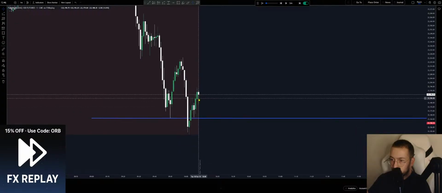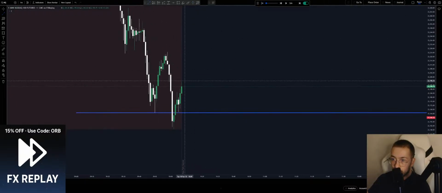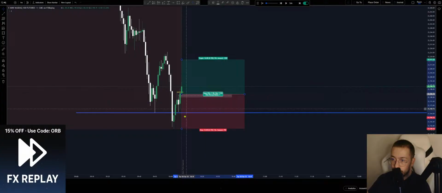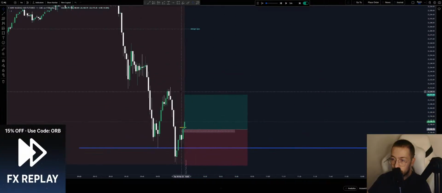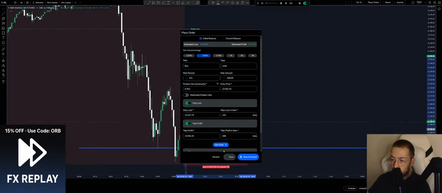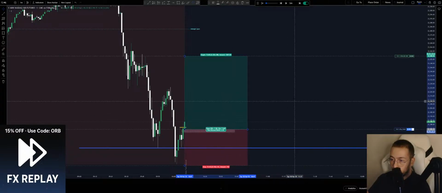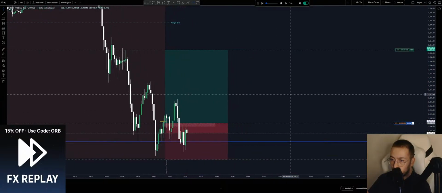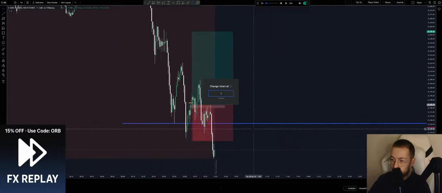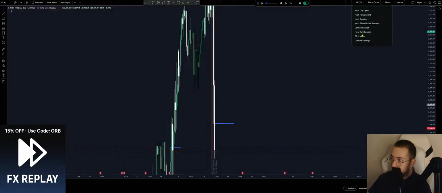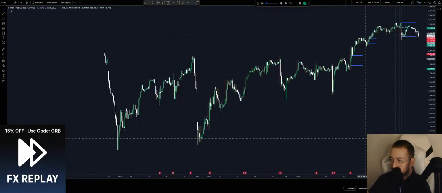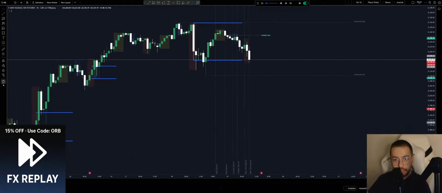Oh, that's our entry actually. We break structure, we retest the fair value gap. So we go back in time. Break of structure. Fair value gap. Limit order here. Stop loss at the low. And we got stopped. Yeah, it's not very promising so far.